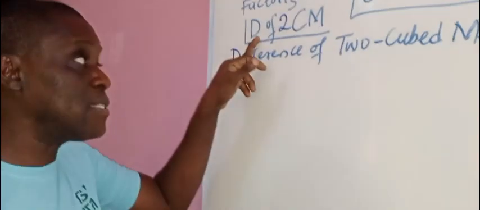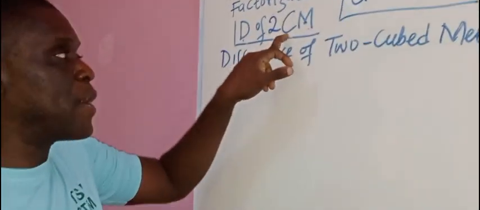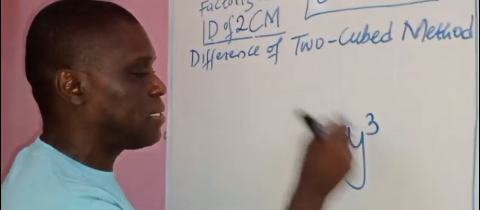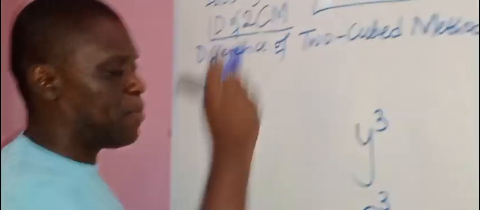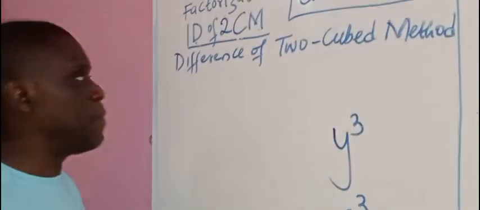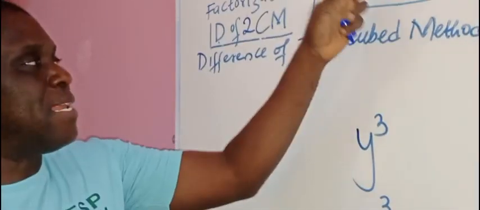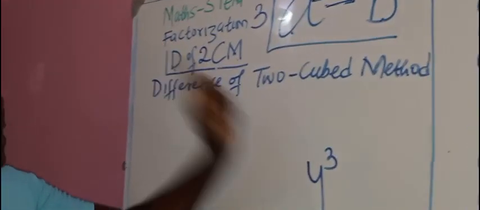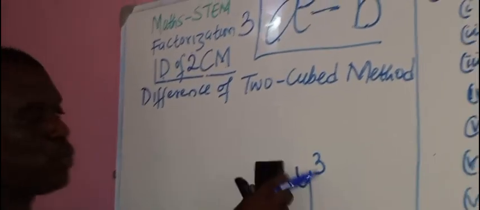D stands for difference of 2. Cube means something raised to the power 3. Like this, or E raised to the power 3. This is Y cube, E cube. When something has power 3, that is cube. Difference of 2 cube means two things are cubed and then there's a difference. Difference means minus, subtraction in between them. It's different from difference of 2 squares that we did in video 2.